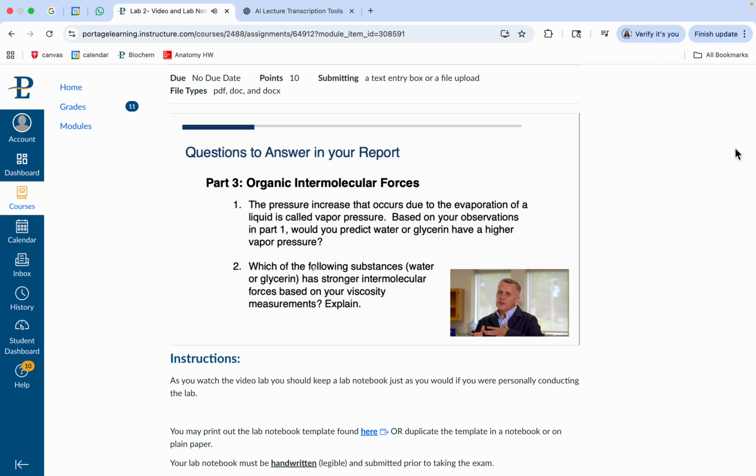All right, so we gathered some data in this part 3, and this question wants you to go back to part 1 and revisit that data now based on vapor pressure. Which of the substances, water or glycerin, has stronger intermolecular forces based on your viscosity measurements? Again, we didn't exactly work with water and glycerin in this part 3, but based on what we gathered in part 3, let's bring that together with part 1 to help us understand that.